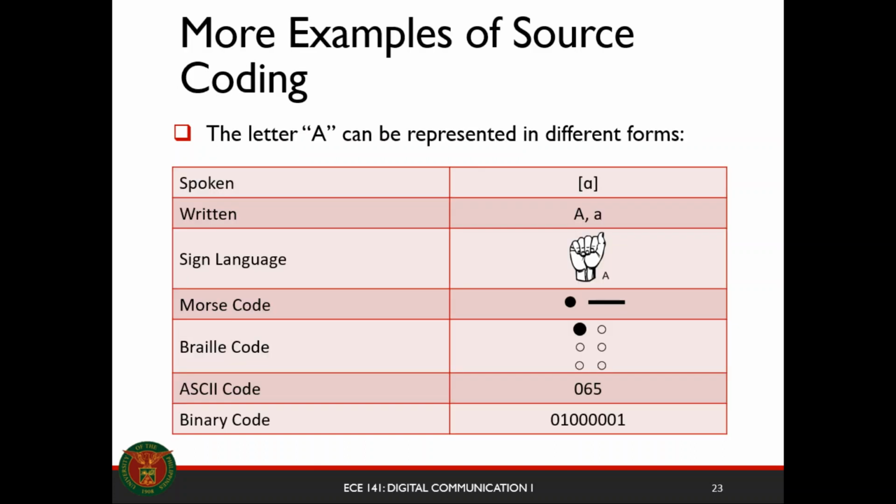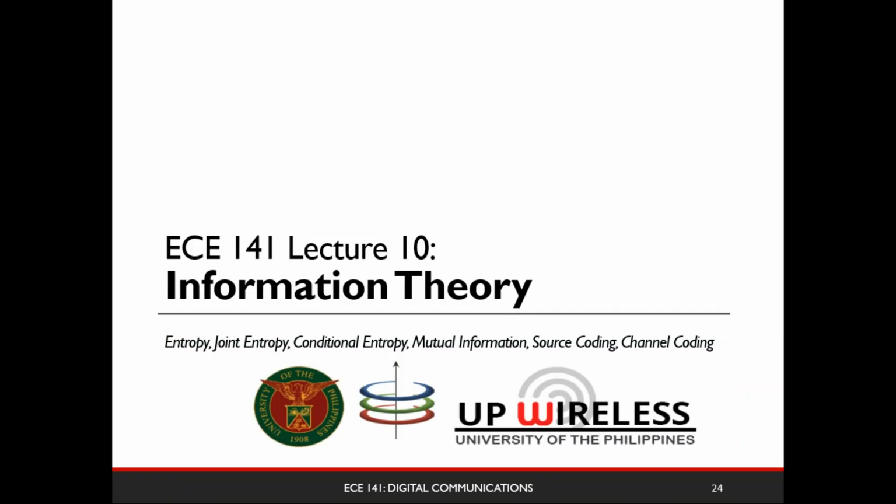Some more examples of source coding. Maybe the letter A can be represented in different forms. In spoken language, it's A. In written, it could be capitalized or lowercase. In sign language, we have this notation. Morse code, it's a dot and dash. Braille code, one big dot and five smaller dots. ASCII code, it's 065, and a binary code from your ASCII table is 01000001. More about source coding in the next lecture.